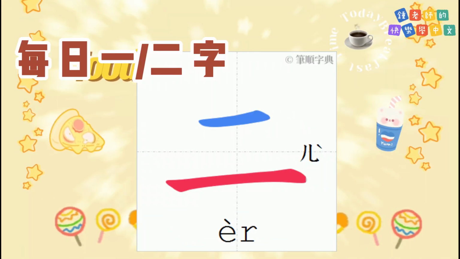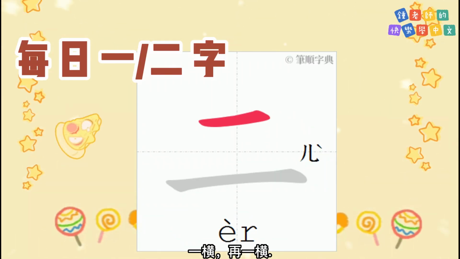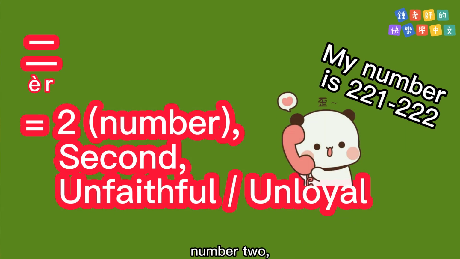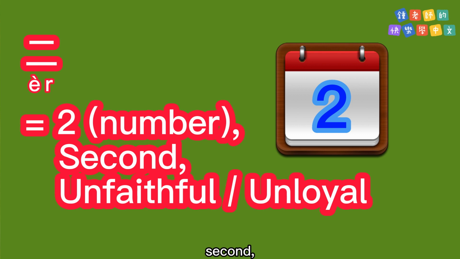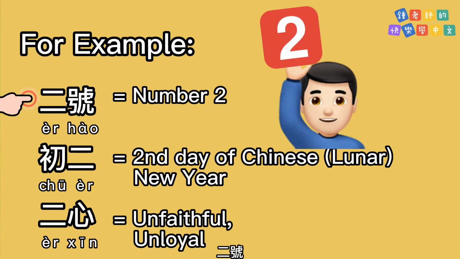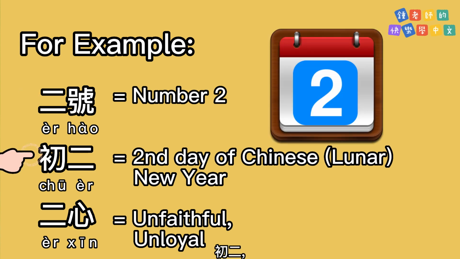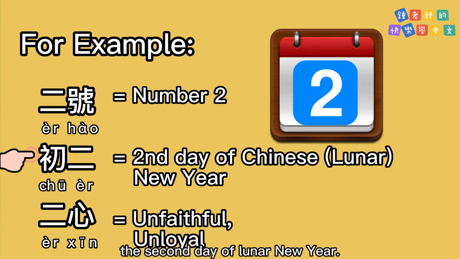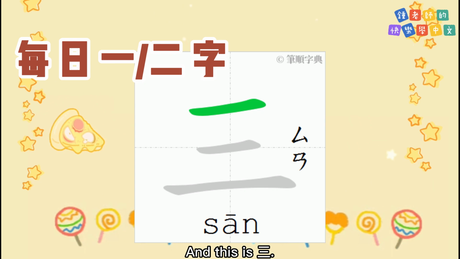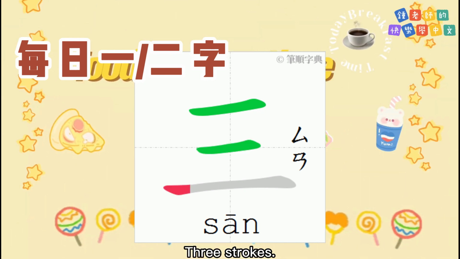This is 二, two strokes, 一横，再一横. 二 means number two, or second, or unfaithful. For example, 二号 means number two. 初二 is the second day of Lunar New Year. 二心 means unfaithful. And this is 三, three strokes.